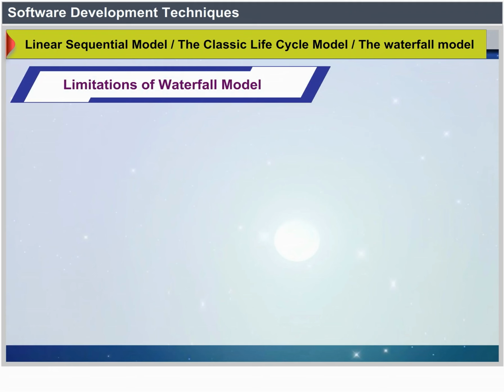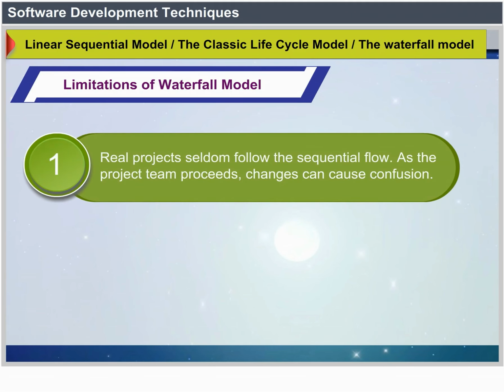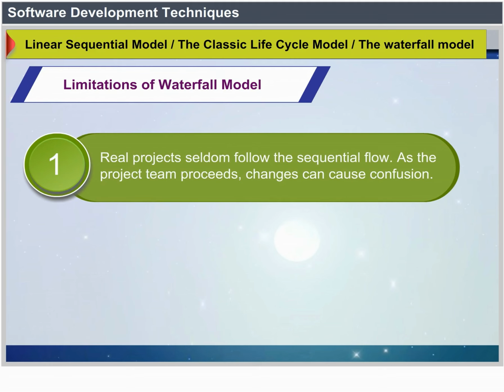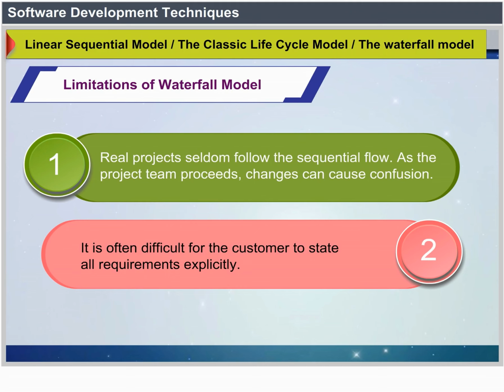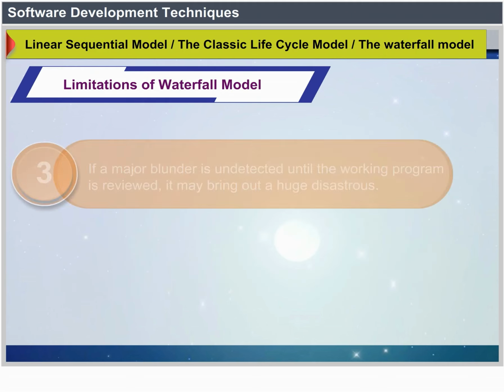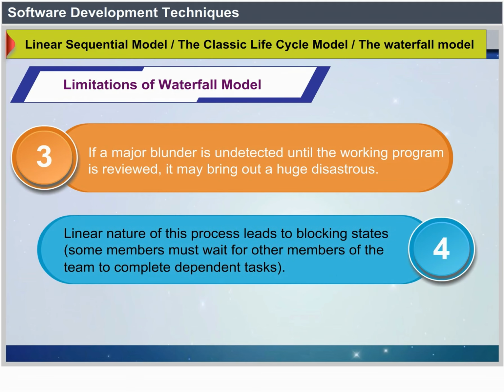Drawbacks of the waterfall model. Real projects rarely follow the sequential flow. Changes can cause confusion as the project team proceeds. It is often difficult for the customer to state all requirements explicitly. A major blunder, if undetected until the working program is reviewed, can be disastrous. The linear nature of this process leads to blocking states. Some members must wait for other members of the team to complete dependent tasks.